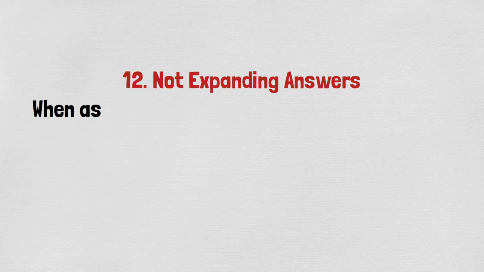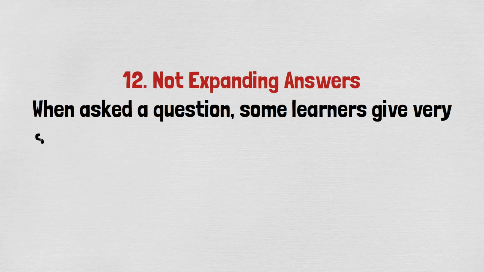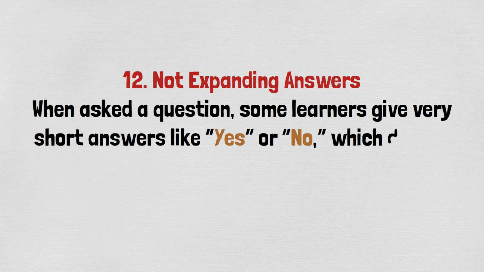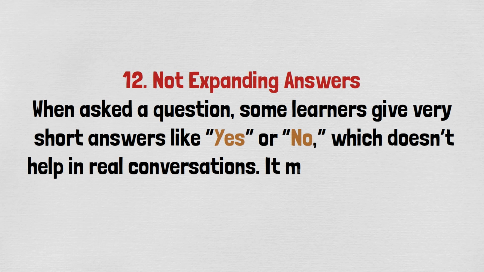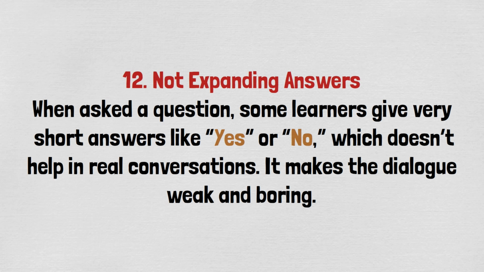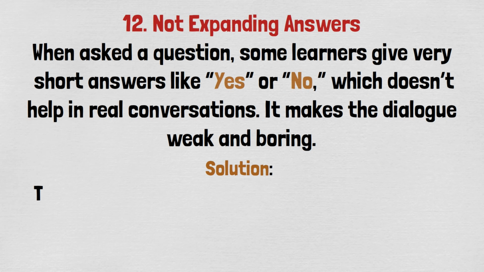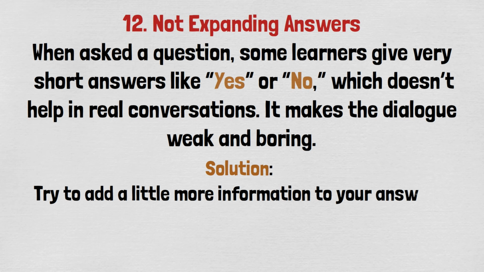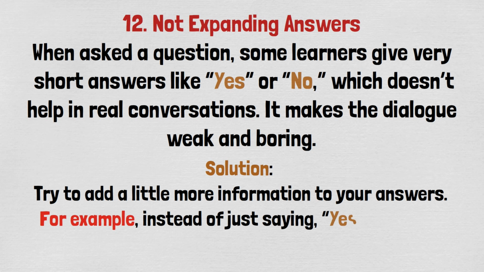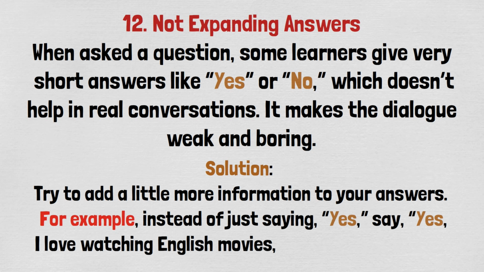12. Not expanding answers. When asked a question, some learners give very short answers like yes or no, which doesn't help in real conversations. It makes the dialogue weak and boring. Solution: try to add a little more information to your answers. For example, instead of just saying yes, say, "Yes, I love watching English movies, especially comedies."